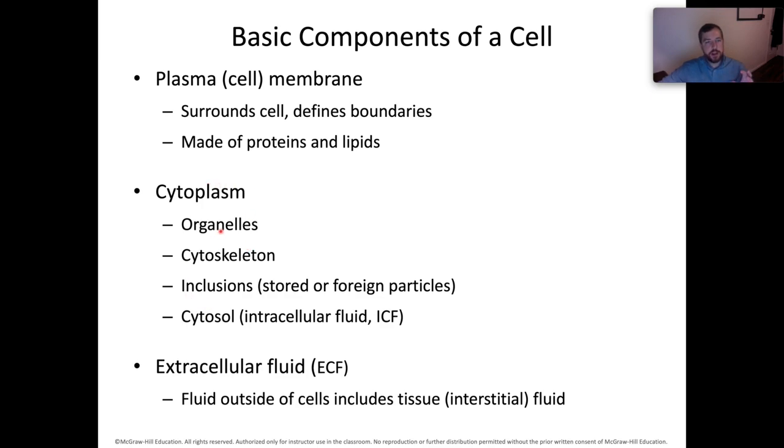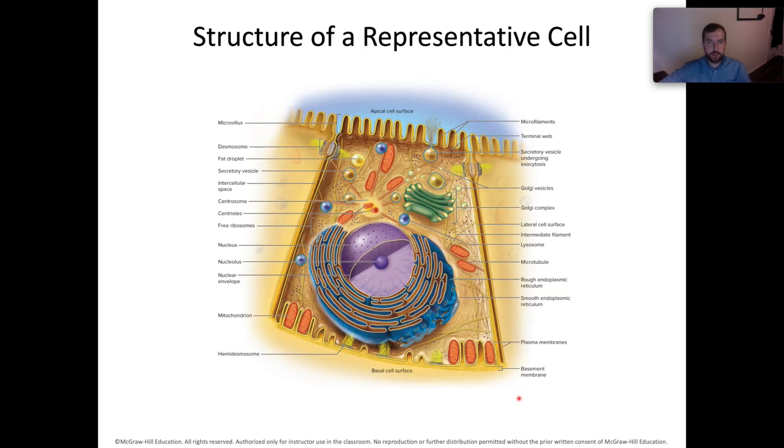So it's the fluid plus the organelles, cytoskeleton, and whatnot. Make sure you can differentiate between those if you see them in a textbook or in another lecture. We call this the intracellular fluid, the cytosol, because it's inside the cell. Then obviously we have the extracellular fluid, or the ECF, that includes what we call tissue fluid, or interstitial fluid. So ECF is everything outside the cell, ICF is inside the cell.